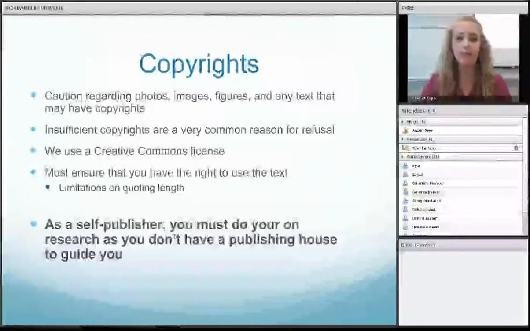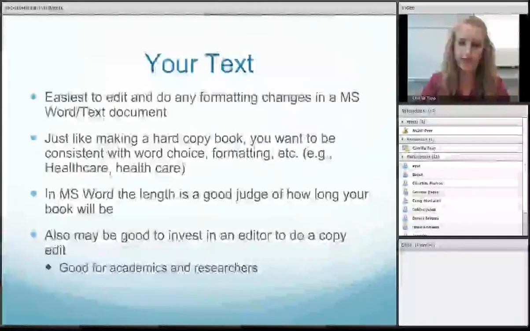So as a self-publisher, it's really important that you do your own research. Be sure that you know what you're allowed to use, what you're not allowed to use. Even if you're collaborating with someone else, it's really important that you make sure that the copyrights are yours so that you don't get into trouble. And this is one of the downsides of not working with a publishing house, is that you are self-publishing, so you have to know all this information yourself and kind of navigate.